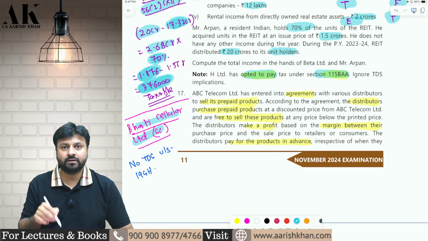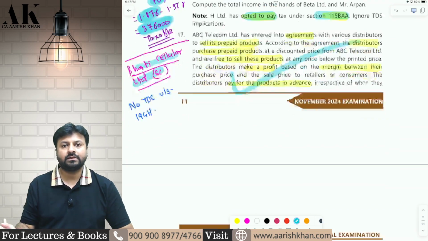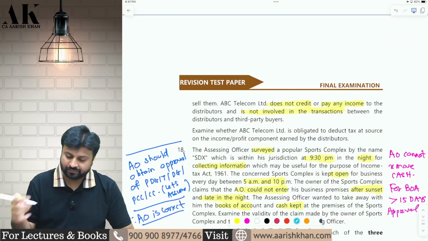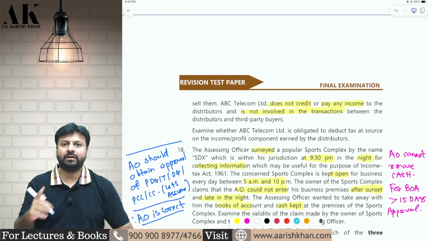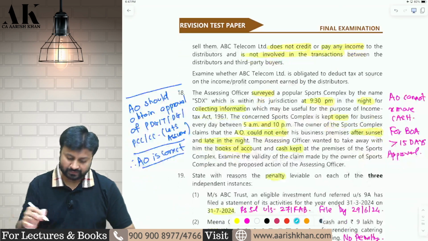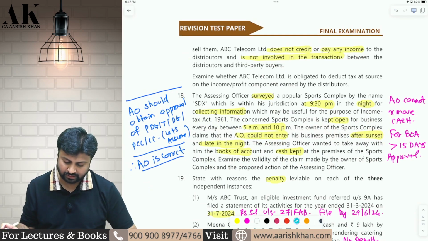In this particular case of Bharti Cellular, the second thing has happened. There was no principal agent relationship between both of them. There was a principal relationship, therefore TDS was not applicable. I hope it is clear to all of you. Okay. Now the next question is also a very important issue.